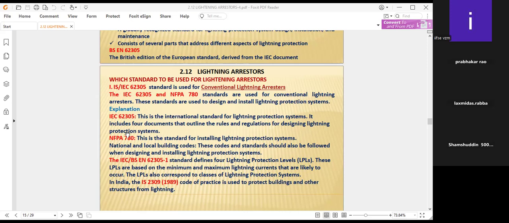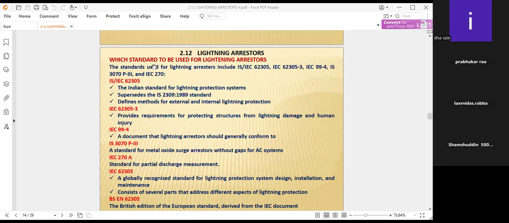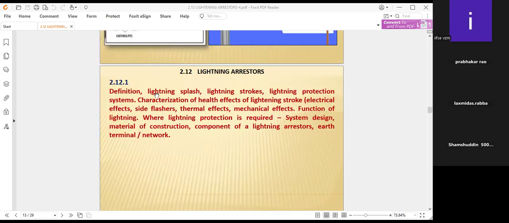See, the lightning arrester questions are in the sense of what the types of lightning arresters are, and these are the things that will be discussed. Definition of lightning arresters, lightning flash, lightning strokes, lightning protection systems, characterization of these are some of the index in the textbook. The SBTET textbook has given these topics, sir. Characterization of the health effects, lightning strokes, side flashes. These are some topics given in the textbook. On the basis of this only, they will ask the questions.